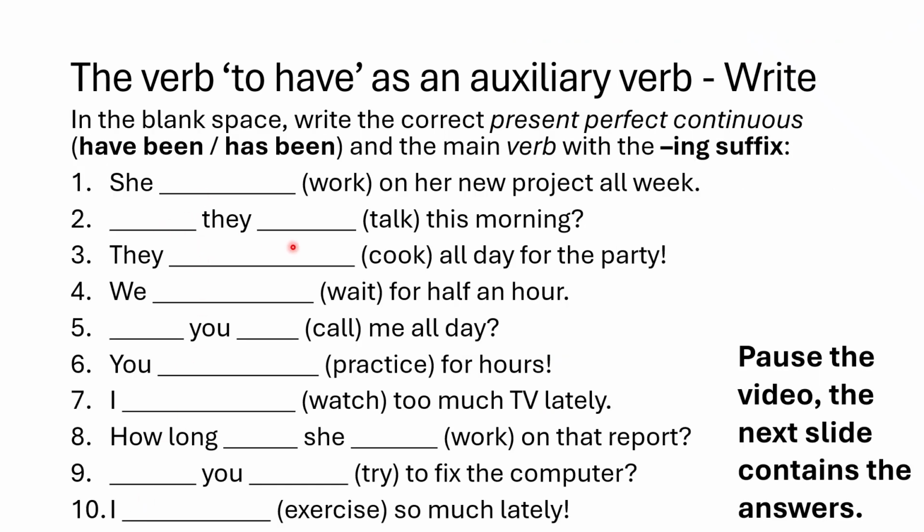In the blank space, write the correct present perfect continuous: have been, has been, and the main verb with the ing suffix. 1. She work on her new project all week. 2. They talk this morning. 3. They cook all day for the party.